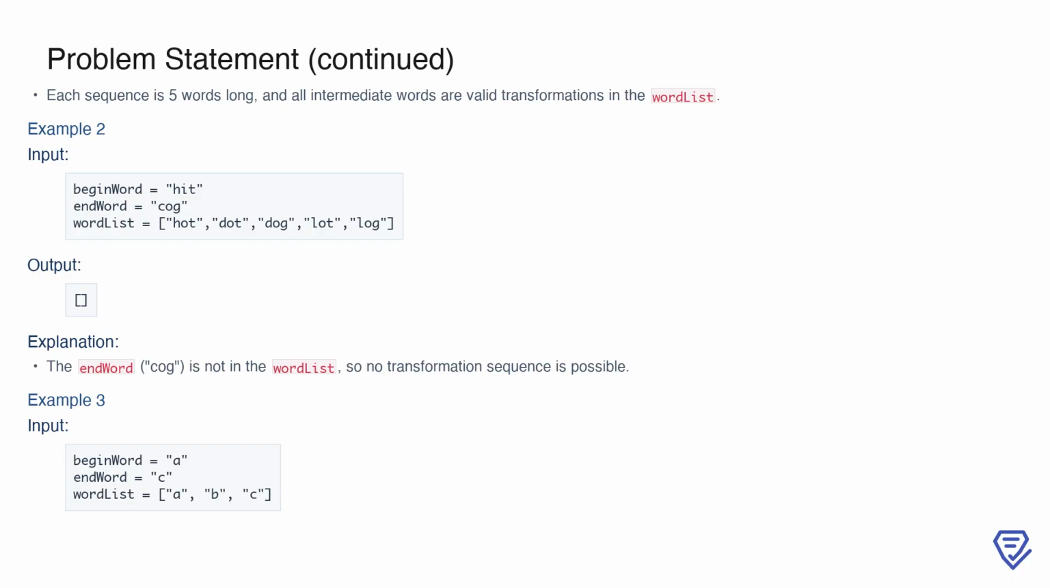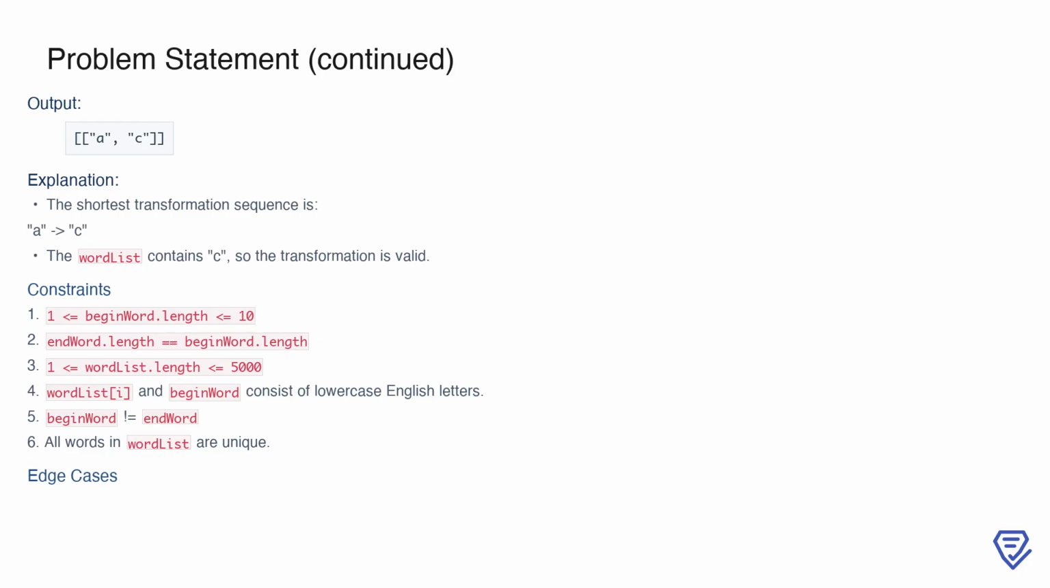Now, for a simpler case, if the beginWord is a, the endWord is c, and the wordList contains a, b, c, the output will be a, c. Here, the transformation sequence is straightforward: a changes directly to c, and since c is in the wordList, the transformation is valid. In the last example, the transformation sequence a, c is the shortest possible one, consisting of just 2 words, the beginWord and the endWord.